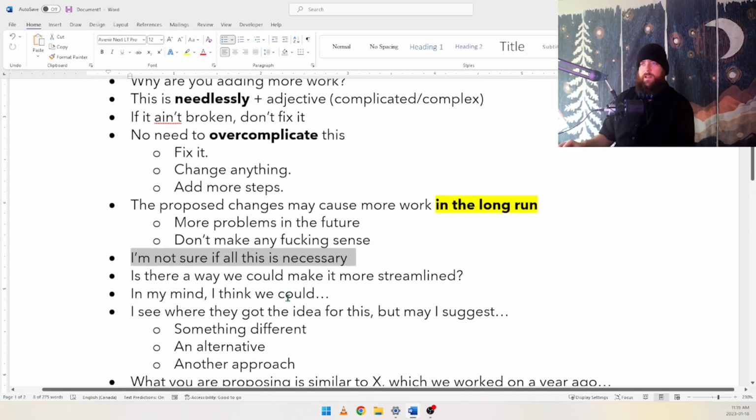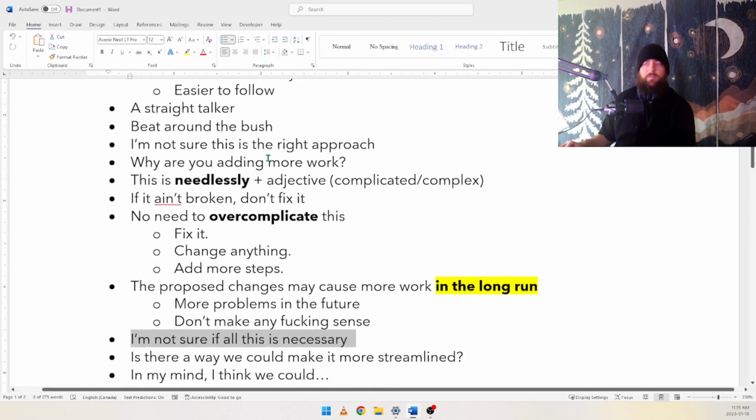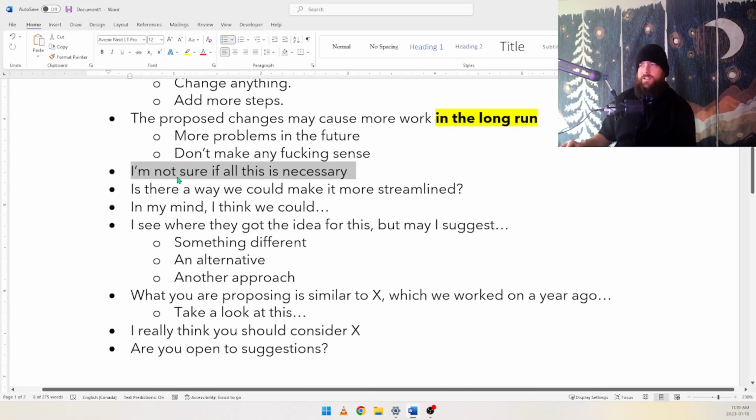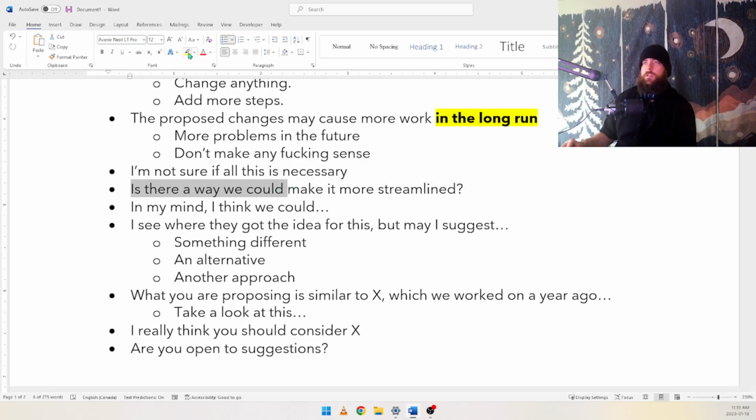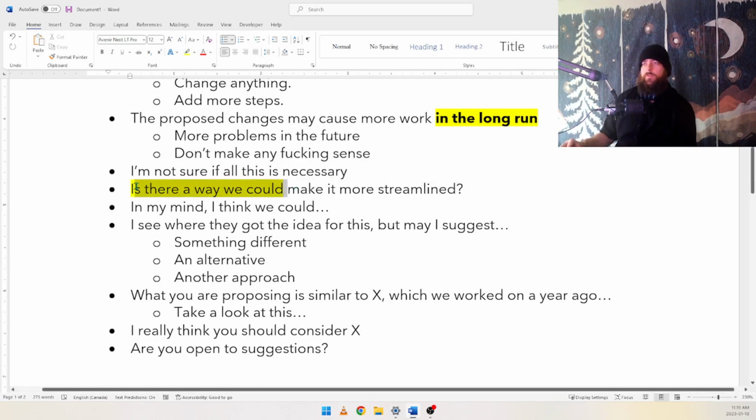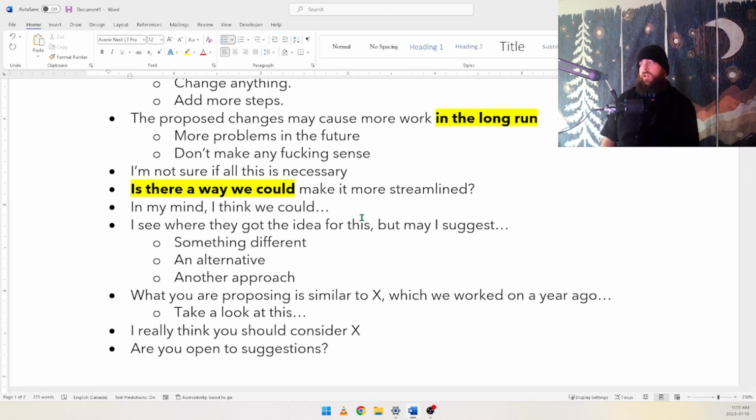I think we had something like that up there. Yeah, I'm not sure this is the right approach. I'm not sure if this is all necessary. Is there a way we could? And let's just highlight that there because that is another beautiful stem. Is there a way we could make it more streamlined? Is there a way we could make it more user-friendly? Is there a way we could take out a couple of steps to save time and money for the client? For you, for example? You could also say, in my mind, just instead of saying, I think.